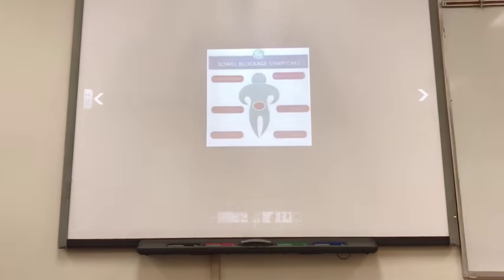Some clinical manifestations of bowel obstruction are abdominal cramps and pain, constipation, nausea, vomiting, and colicky abdominal pain, which usually is the first manifestation of an obstruction, as well as abdominal distension.